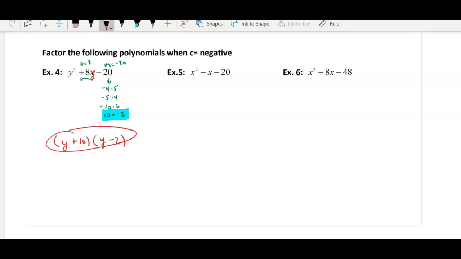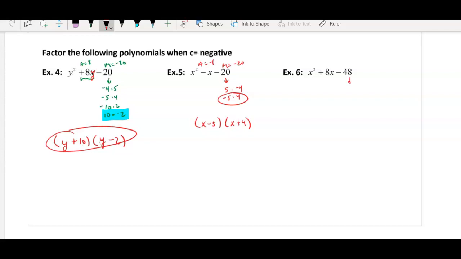Now, same number: what multiplies to give you negative 20 and adds up to negative 1? In this case, we have 5 and negative 4, negative 5 and 4. These both multiply to give you negative 20, but which set adds up to negative 1? It would be negative 5 and 4. So x minus 5 times x plus 4.